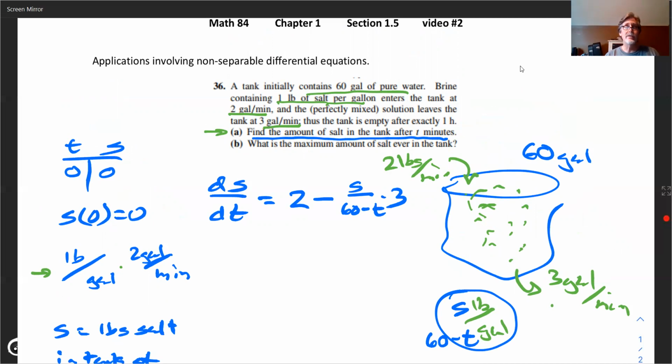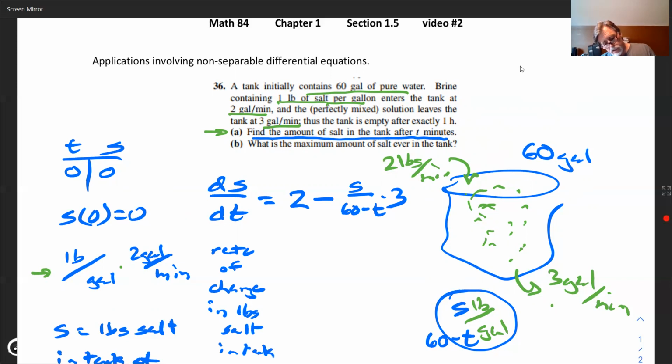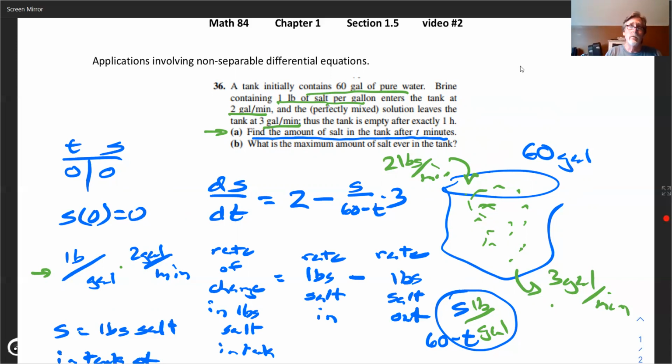Take a look at that thing, or pause. Now, I should have written this first: the rate of change in pounds of salt in the tank is equal to the rate of pounds of salt in minus the rate of pounds of salt out. And we had to get fancy with how many pounds per gallon, how many gallons per minute. That's what makes these setups so interesting.